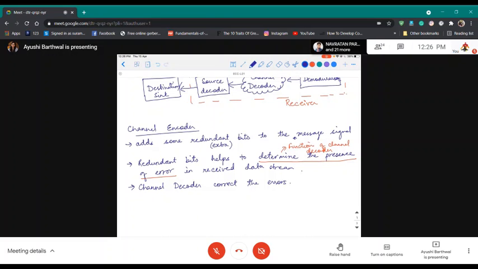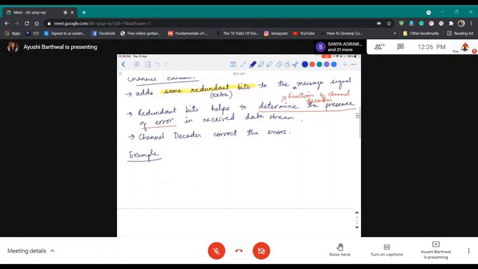channel encoder. Now let us see how adding redundant bits actually helps in finding out errors. So let me give you an example. Now suppose you have a k-bit. Suppose your input data stream is a k-bit vector, or you can say it is a k-bit message signal.